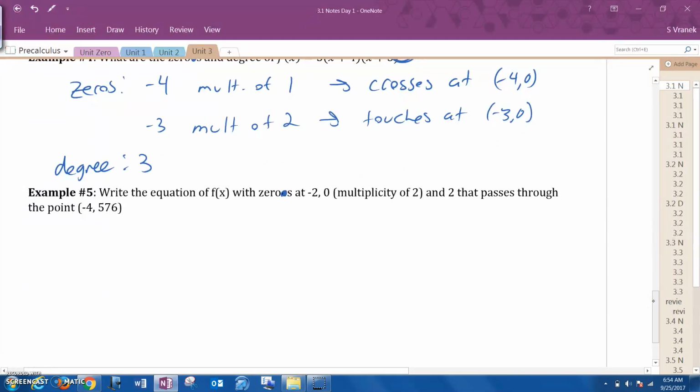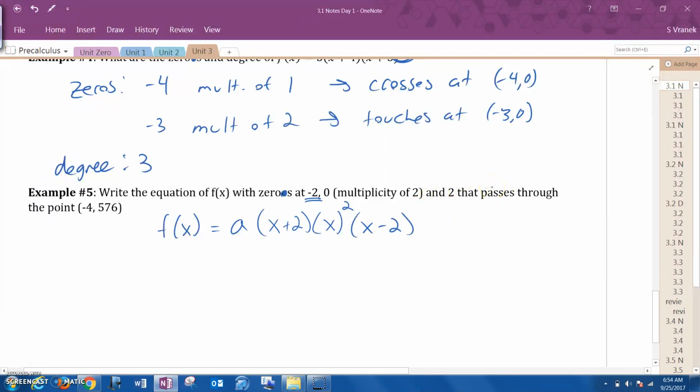So write an equation with zeros at 2 and 0. 0 has a multiplicity of 2, negative 2, 0, and 2. That passes through the point negative 4, 576. So I'm going to write it in my intercept or 0 form. I don't know what a is. It's kind of like when we had vertex form for the quadratic. I have x plus 2 from this one. That has a multiplicity of 1, so I'm good. I have x, but it's squared because it has a multiplicity of 2. And I have the factor x minus 2, and again, that's just degree of 1.